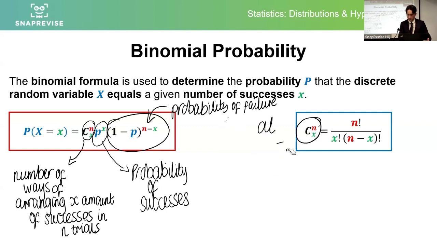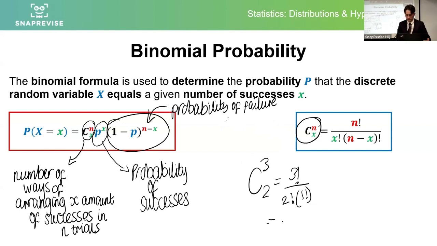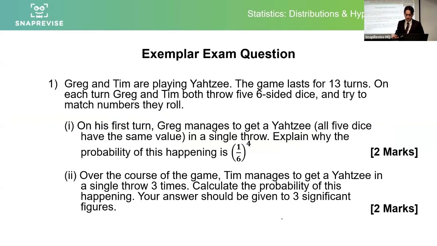So, for example, and just make sure we're happy with that choose notation on the calculator. 3 choose 2 ultimately works out as 3 factorial over 2 factorial times 1 factorial, 3 minus 2, which comes out as 3. Okay, 6 over 2.